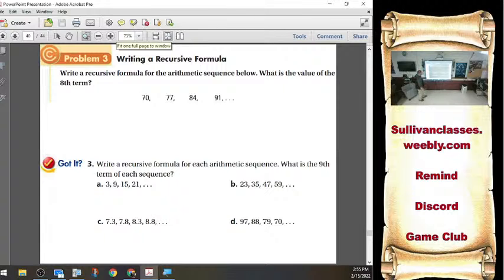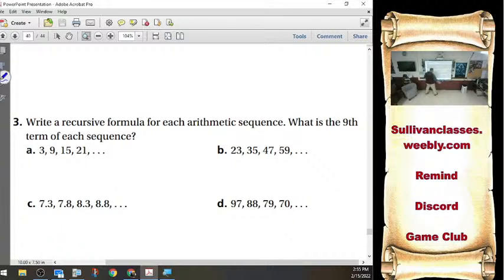Okay. Write the recursive formula for each of these. And what is the 9th term? So I'll do it one more time. I'll do ugly down here. I would say a sub 1, the first term is 7.3. The nth term, whatever term I'm looking for, is the term that came right before it, and what do I do every time?